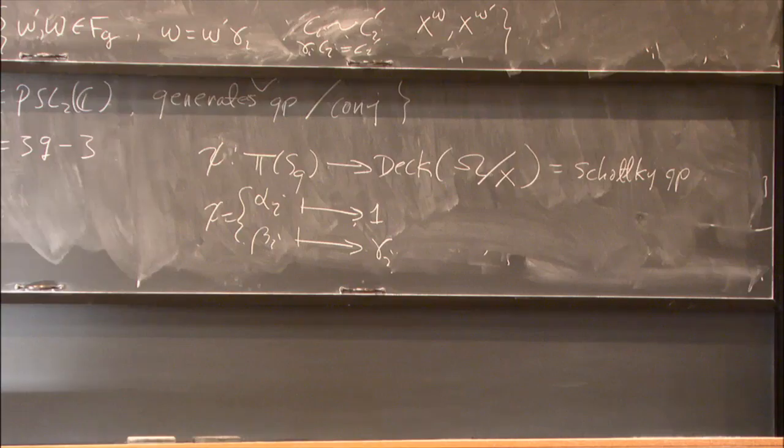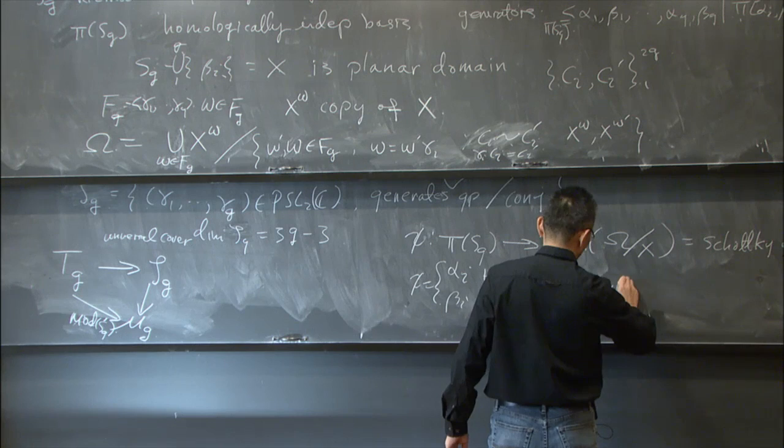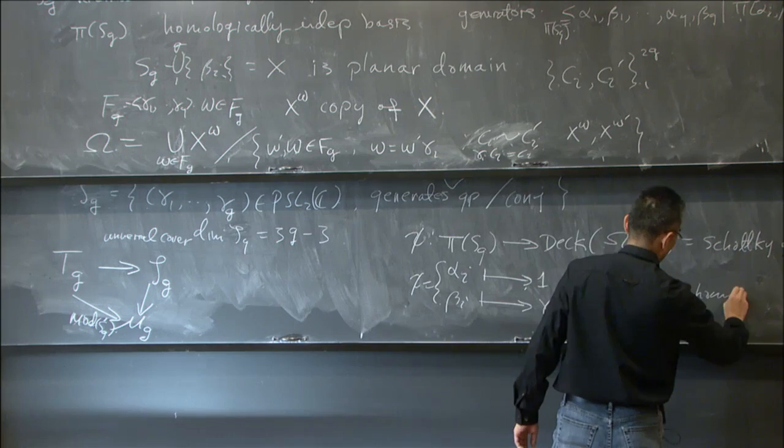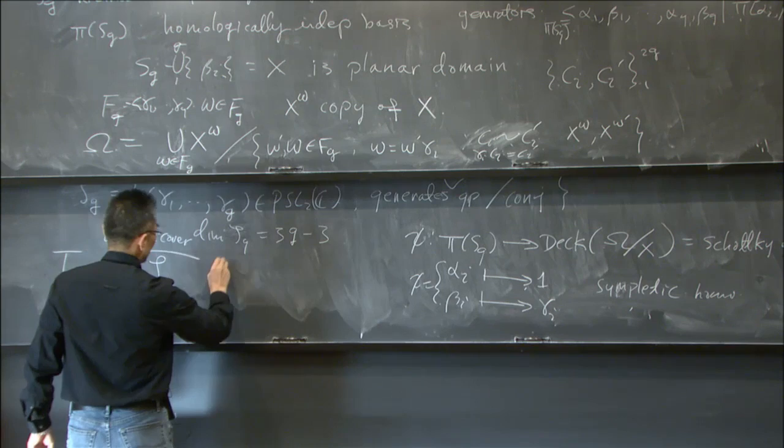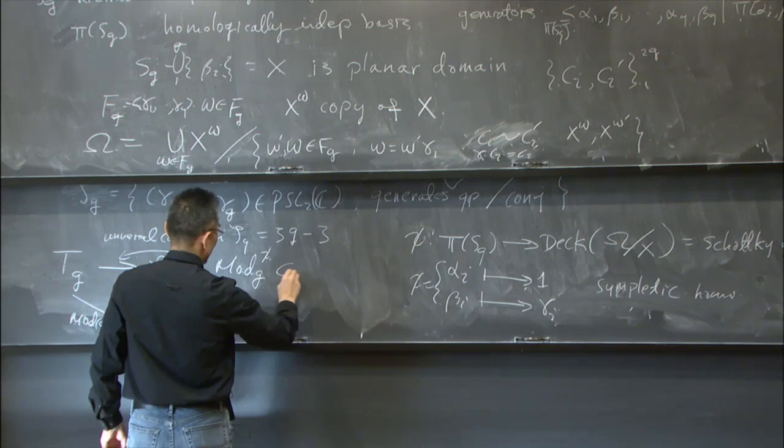Okay. So what you have is that this, by the way, is called a symplectic homomorphism. And this is exactly given by this map, which here is given by a group. A mapping class group depends on this map, which is a subgroup of the mapping class group of G.